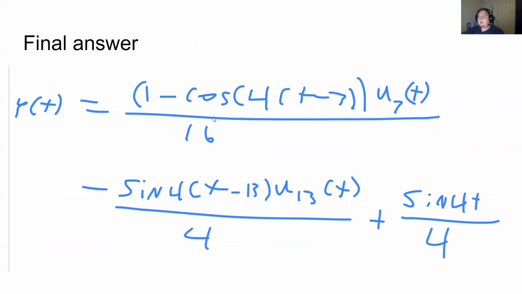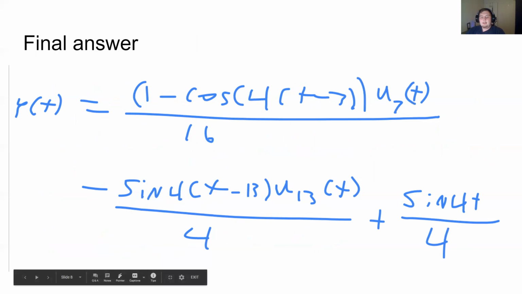So after doing this, we get 1 minus cosine of 4 times t minus 7, times u7 of t, over 16, minus sine of 4 times t minus 13, u13 of t, over 4, plus sine of 4t over 4.